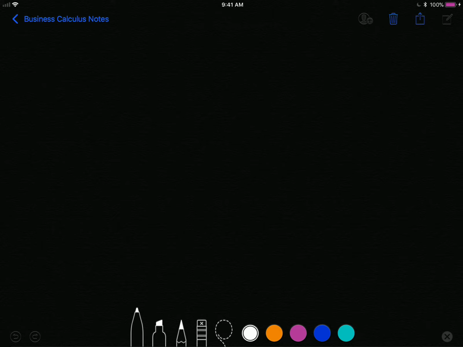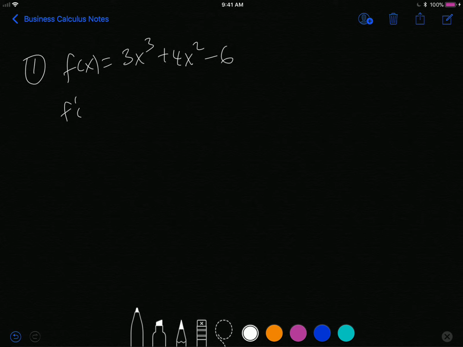Okay, today we're looking at the answers to the test 2 review. Question number 1: I have a function f of x equals 3x cubed plus 4x squared minus 6. I need to find the derivative, f prime.